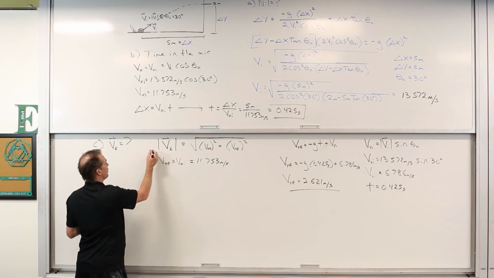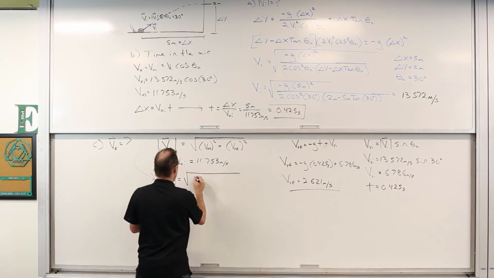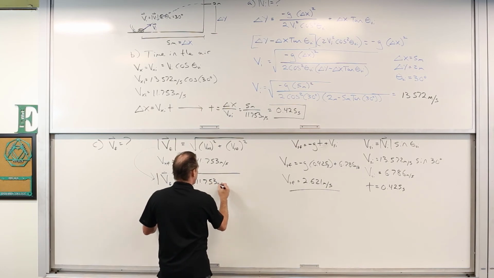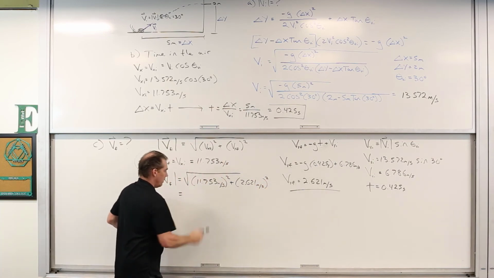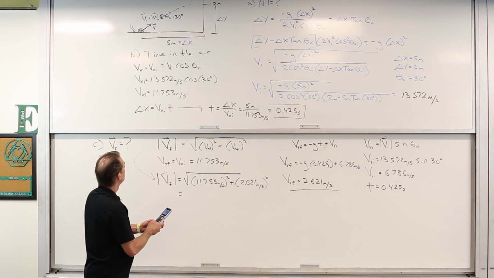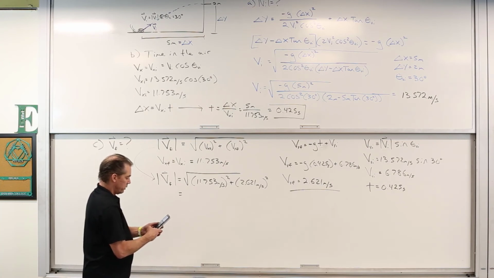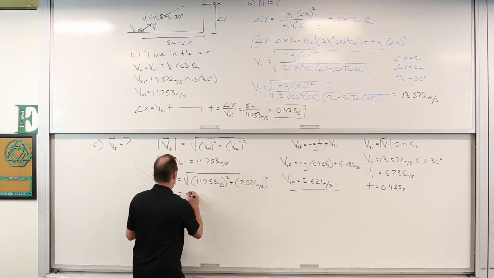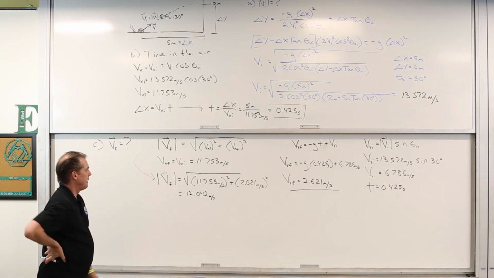So now we want to calculate the magnitude of the final velocity. The magnitude of v final is going to be the square root of 11.753 meters per second, quantity squared, plus 2.621 meters per second, quantity squared, which gives us 12.042 meters per second. All right.